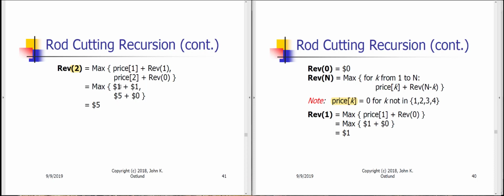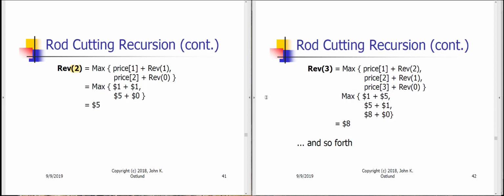We can make our first cut at 1 foot, we can make our first cut at 2 feet. And we can see that the maximum revenue we can get there is $5. Continuing on to looking at a 3-foot piece of rebar that we get from our supplier. Well, now we have to compute the maximum over 3 possible first cuts. The first cut might be at 1 foot, or at 2 feet, or at 3 feet.